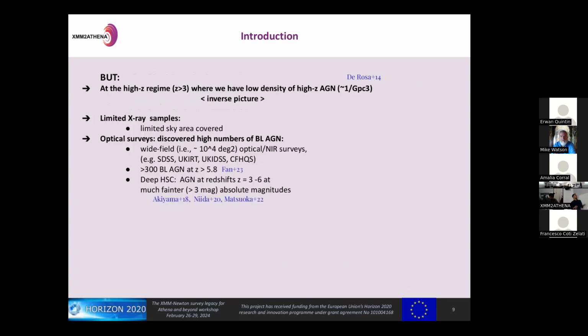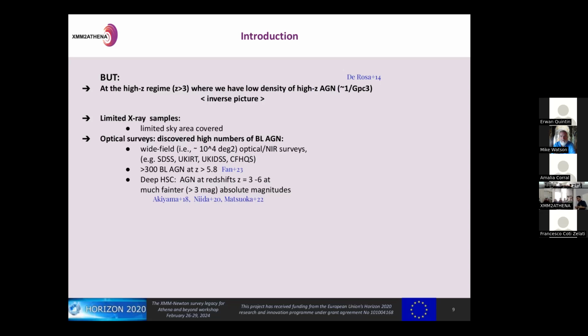Okay, all this, what I said before, doesn't apply as much in the high redshift universe, because here the space density of high redshift AGN is very low. It's one per gigaparsec. So our sample is limited because of the limited sky area. We need a large sky X-ray observation to reach these rare objects. On the other hand, we have optical surveys, wide field or deep, for example from Subaru surveys, where we can have a large number of AGN at high redshift.